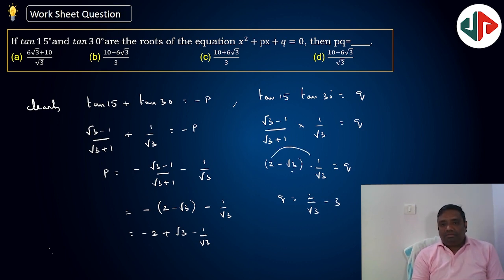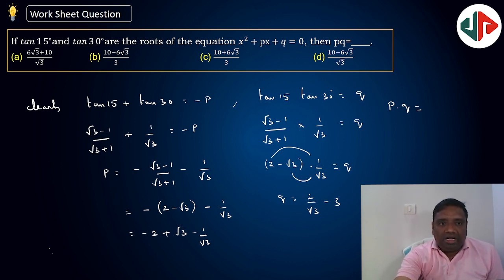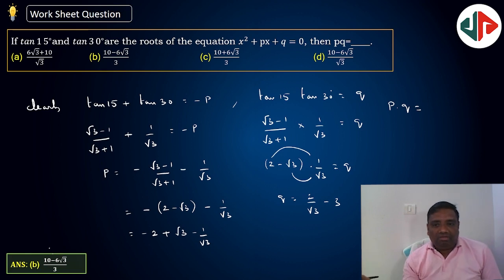Distributive property. Now you multiply here p into q, these two values to multiply. We'll get the answer, the same thing: 10 minus 6 root 3 by 3. These both values to multiply, we'll get 10 minus 6 root 3 by 3.